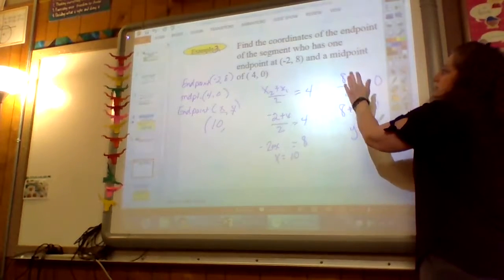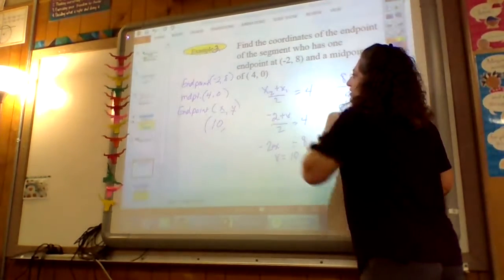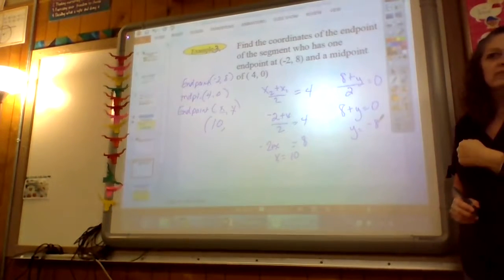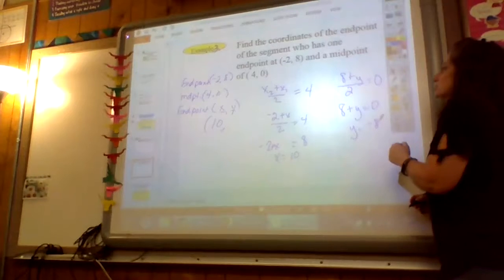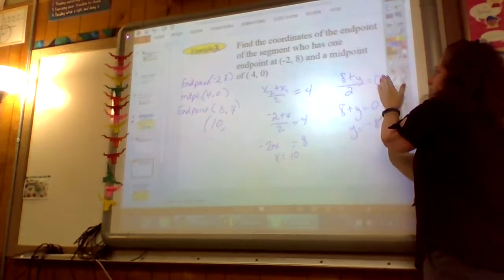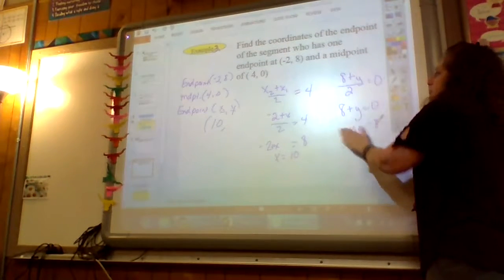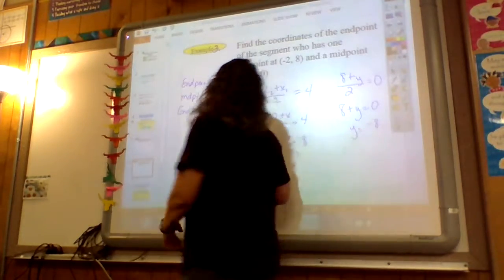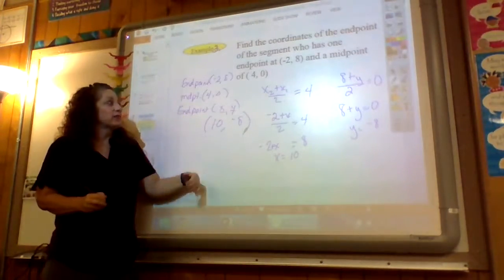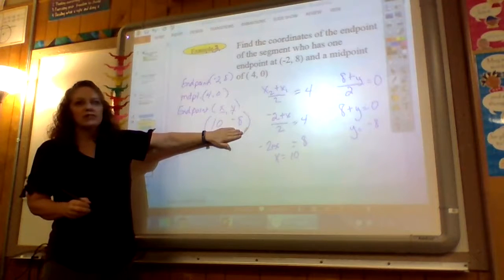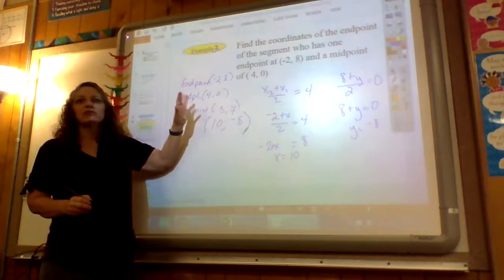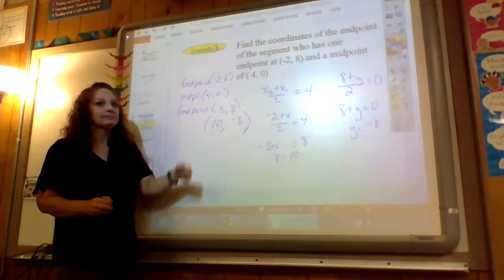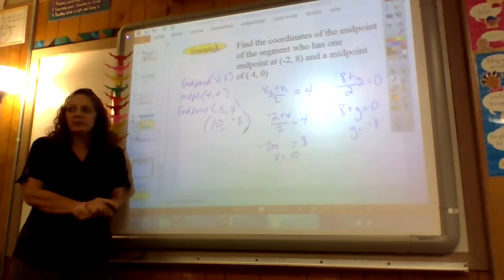So we had to say that 8 plus something cut in half gives me 0, and then you had to go through that little solving of equations also. Multiply by 2 to move it over, still 0, subtract the 8, y equals negative 8. So my coordinate point for my other endpoint was 10, negative 8. Okay, so you're just taking that process to find midpoint, but reversing it. All right, everybody good on midpoint?